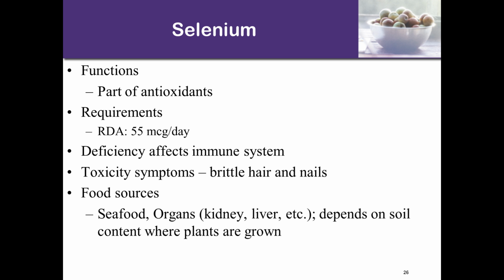Selenium. The function of selenium is as an antioxidant. They act as an antioxidant, and the requirement of selenium for the body is 55 mcg per day. If deficiency occurs, then it affects the immune system. Toxicity symptoms: brittle hair and nails. Food sources: seafood, organs like kidney and liver, depending on the soil content where plants are grown.